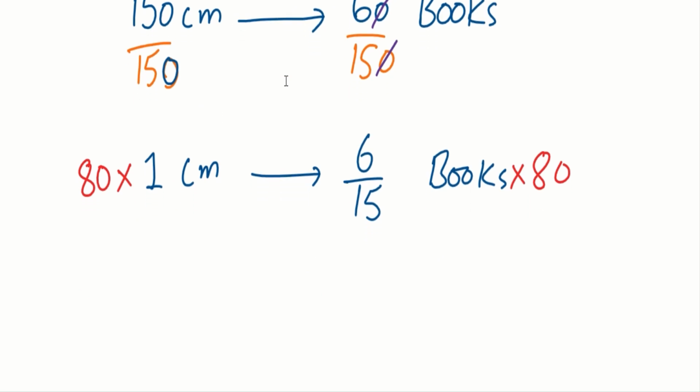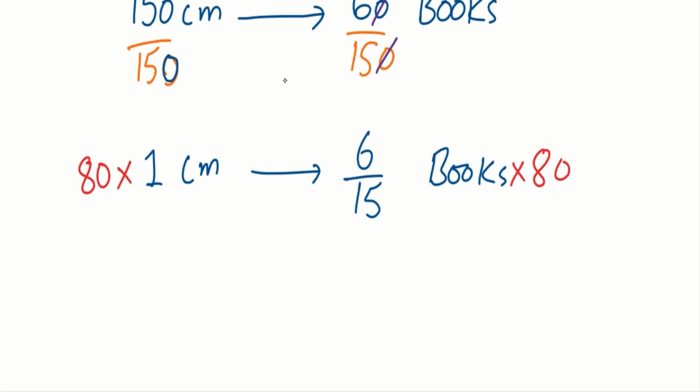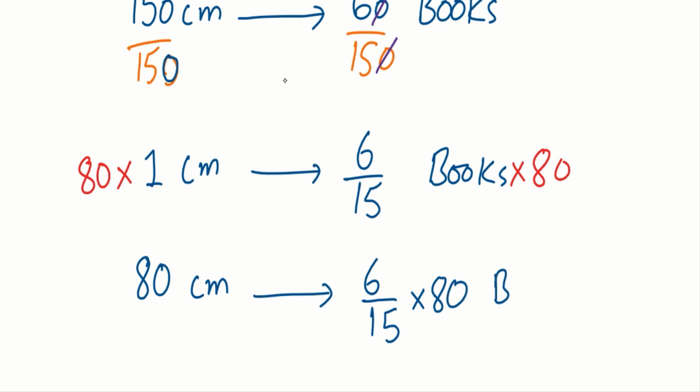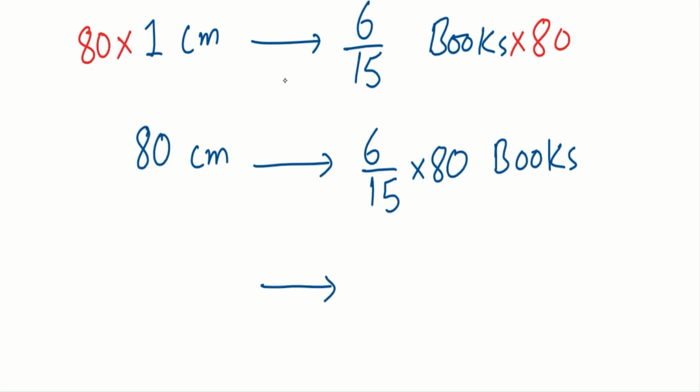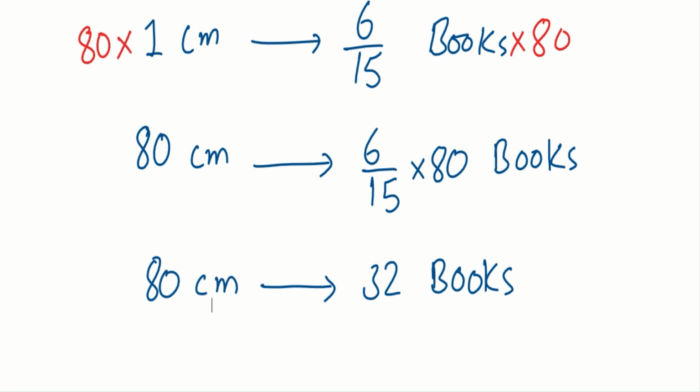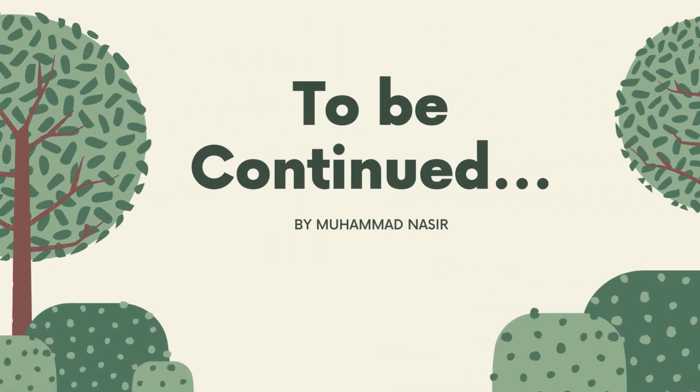By multiplying, 80 times 1 is equal to 80 centimeters. That is our required value. And let's see what we get on the right side of this equation. So 6 multiplied by 80 divided by 15 will give us 32. So 32 books will occupy a length of 80 centimeters. And that's it for question number 2.